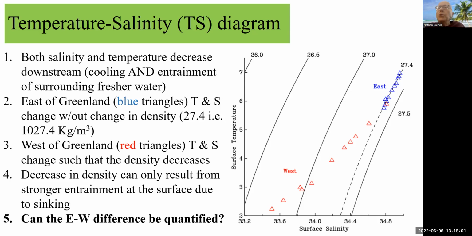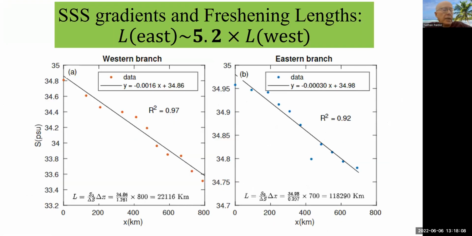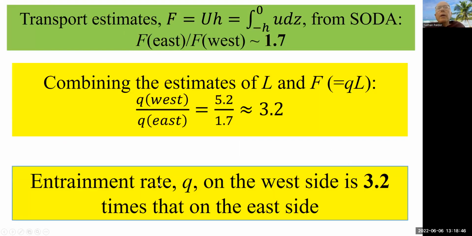The question is, can we do something to quantify it? Can we put some numbers on it? And the answer is that the freshening length is indeed capable of giving us exactly that. So remember that L is calculated from the salinity over the gradient in salinity, S over dS/dx, and the linear approximation is very good: R squared of 0.92 on the east side and R squared of 0.97 on the west side. So we can take dS/dx to be constant here. And if we take the ratio between them, we find that the freshening length on the east side is about 120,000 kilometers, and on the west side, it's about 22,000. So now we have a ratio of about 5.2 between the L's.